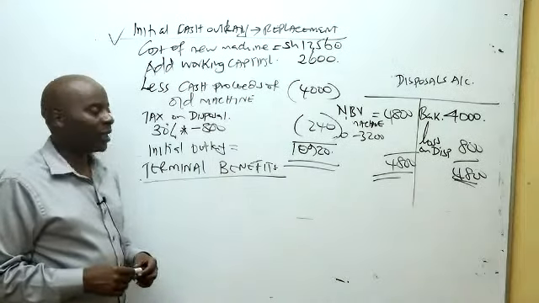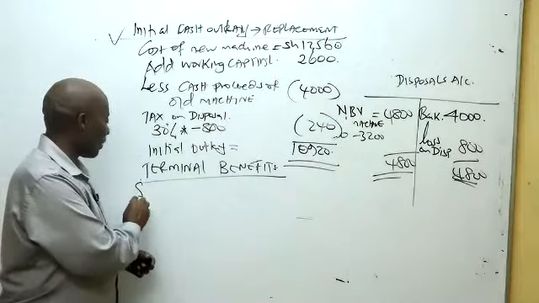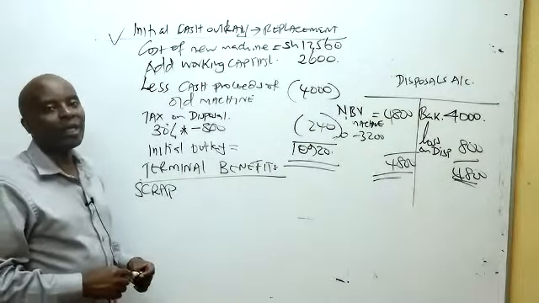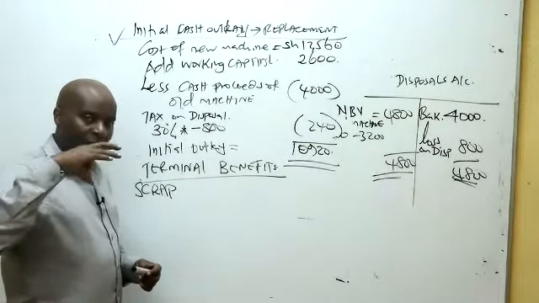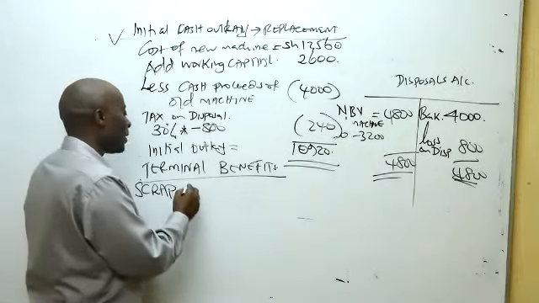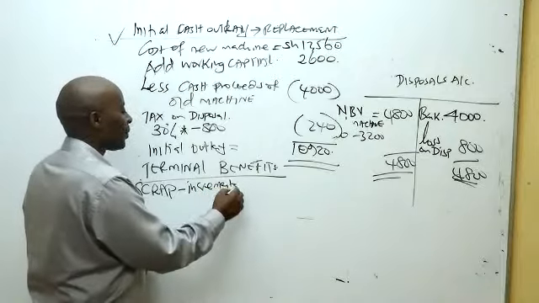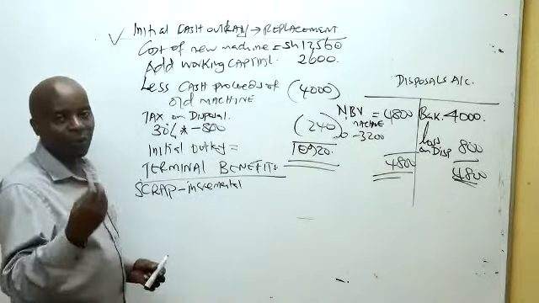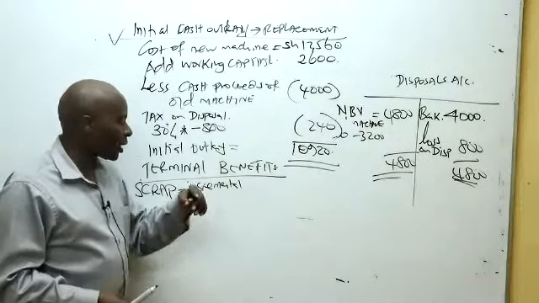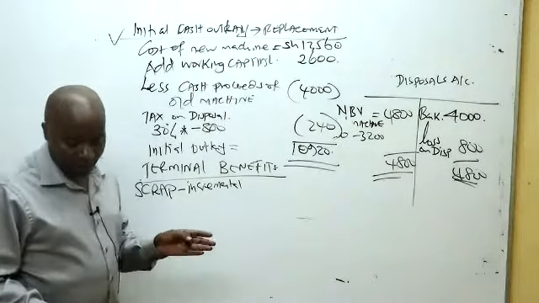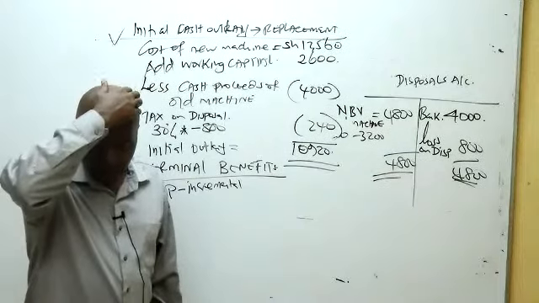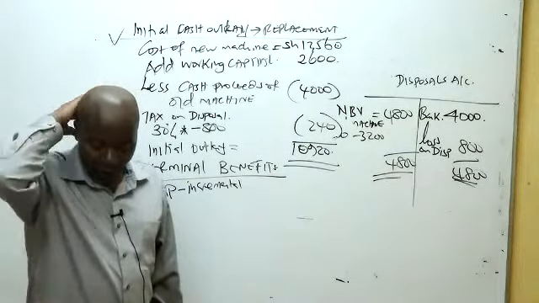So the first terminal benefit is a scrap value. When these projects expire, we will have to get something. We'll be selling this as scrap. So this scrap value, always remember, it's supposed to be incremental. You take the scrap of the new machine minus scrap of the old machine. You can either decide to subtract or you handle them separately. So for scrap, can somebody give me the scrap value of the new machine?